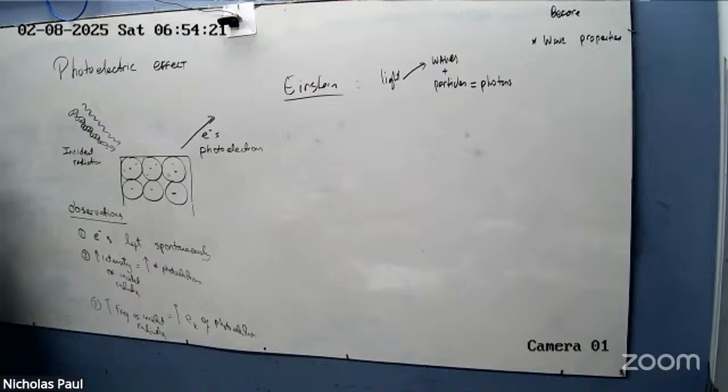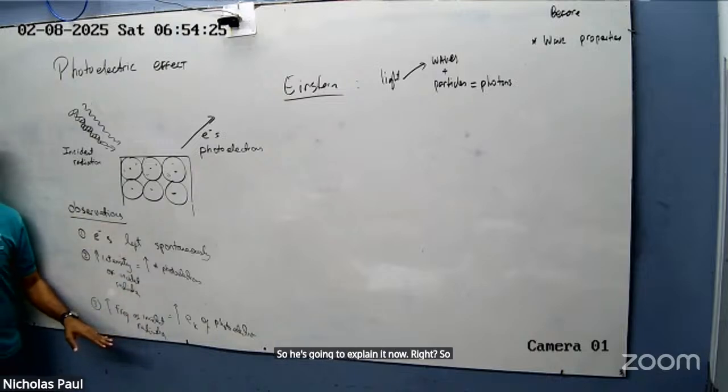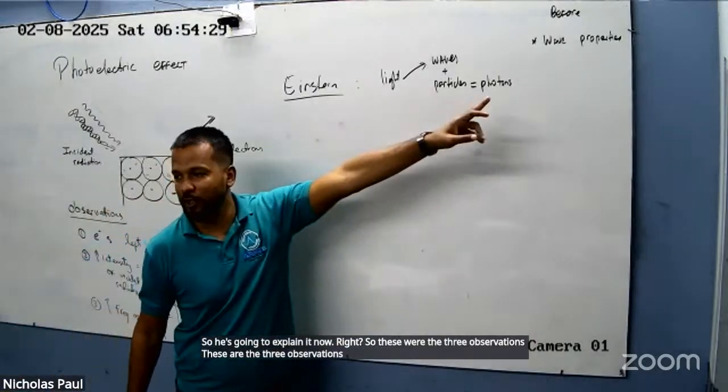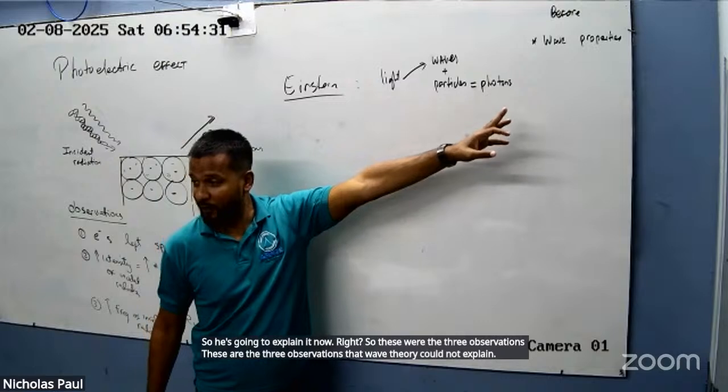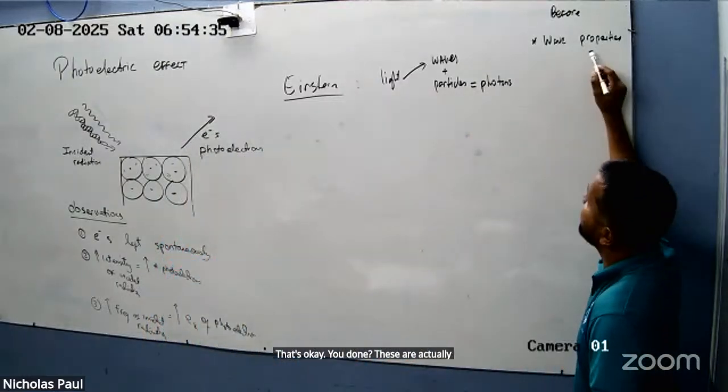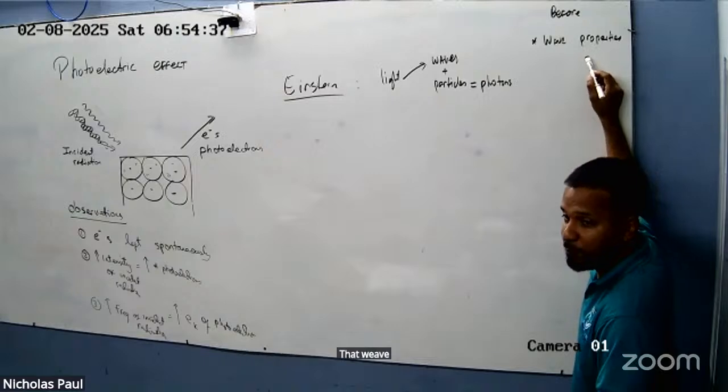So we're going to explain it now. These were the three observations that wave theory could not explain. That's okay? You done? These are the three observations that wave theory could not explain.